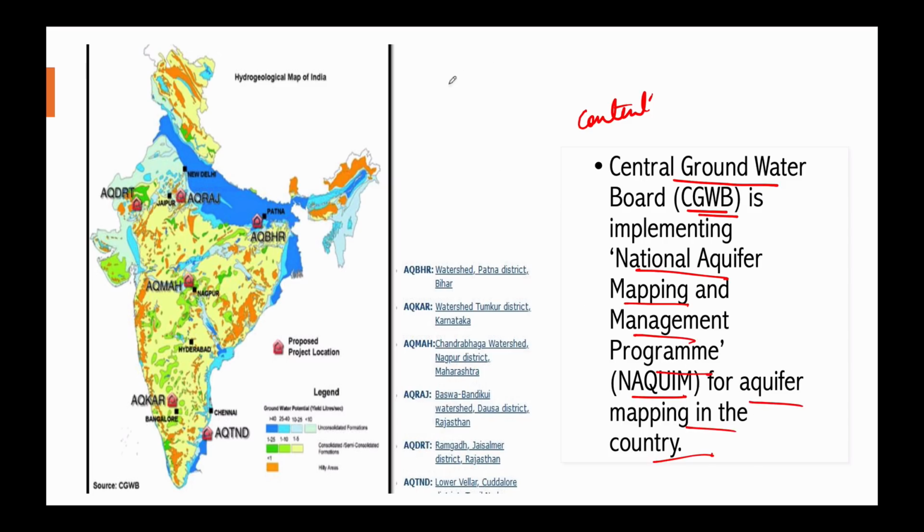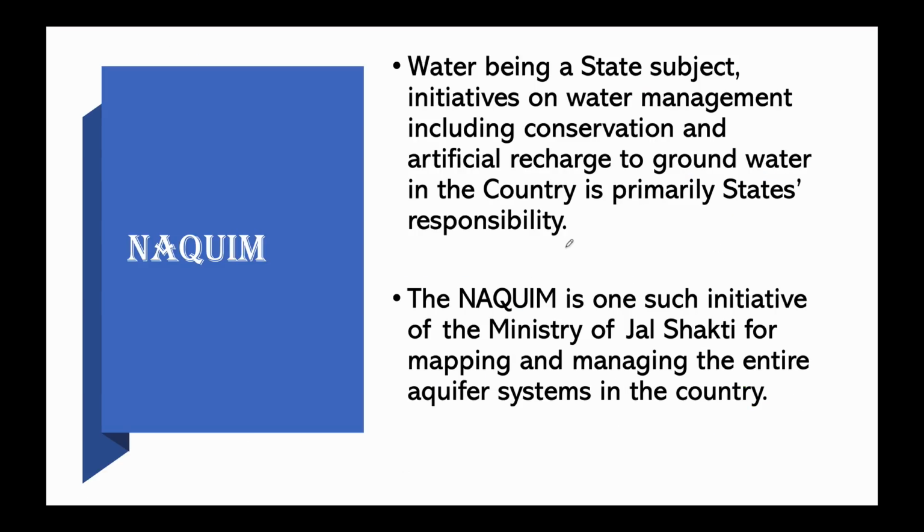As you know, our country is going through a water crisis. There are many water stress states in our country. So it's very important to know what resources we have, what is left, and how we can manage them. That is how the mapping is being done all over India under this program, the National Aquifer Mapping.